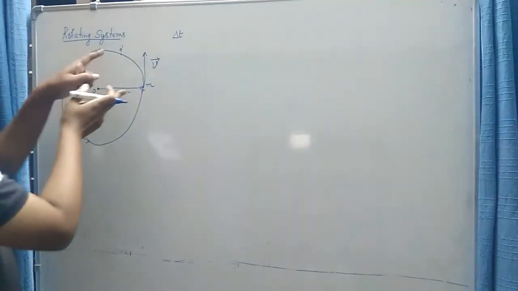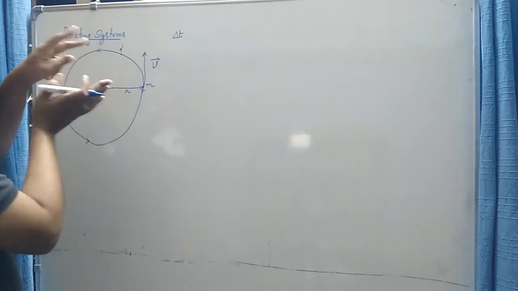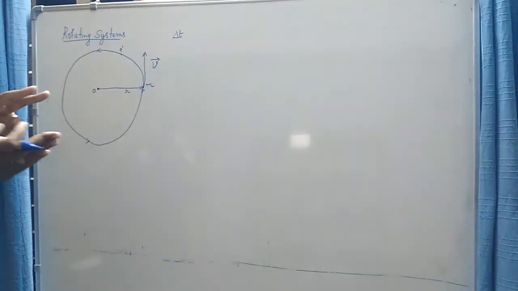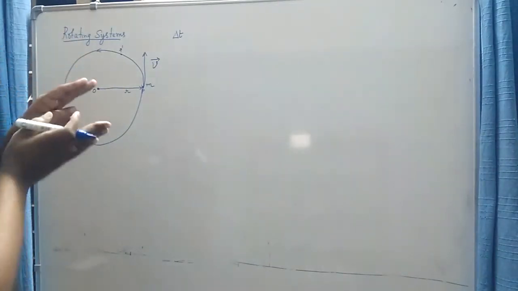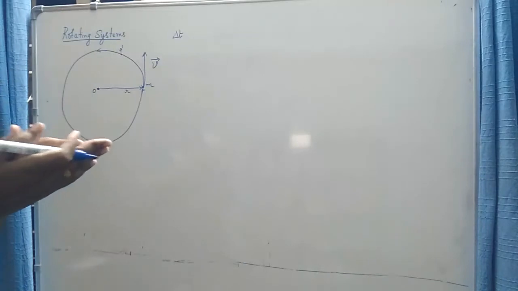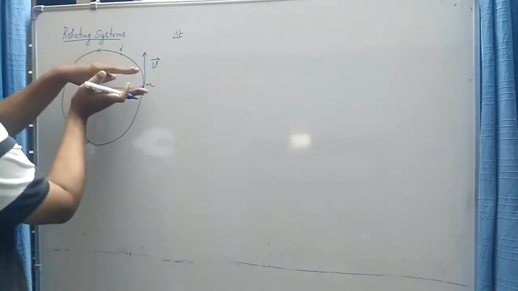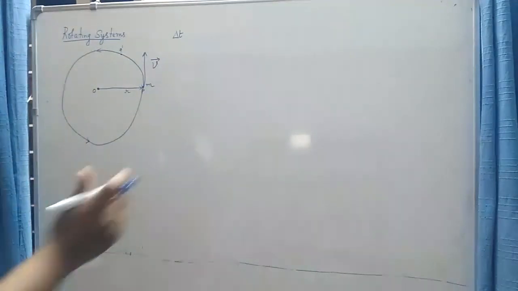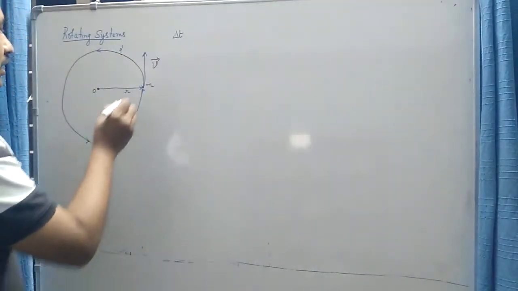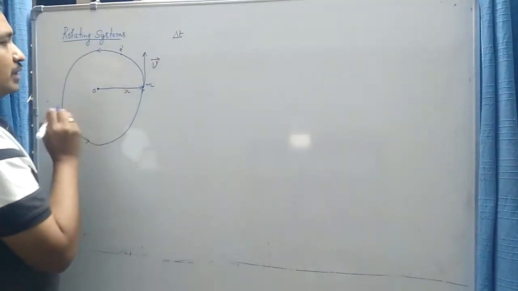The distance traveled is very small, infinitesimally small, but in order to understand the concept clearly, I have magnified this distance. So the distance is very small. In a small interval of time, the particle has traveled from point P to P dash.